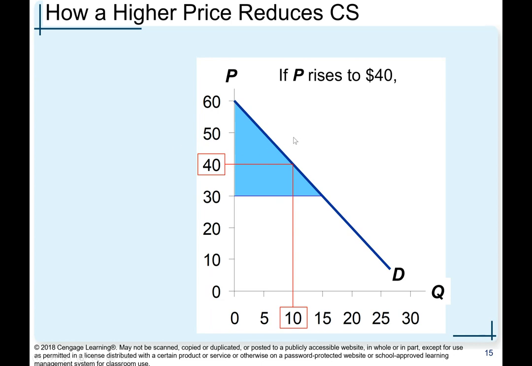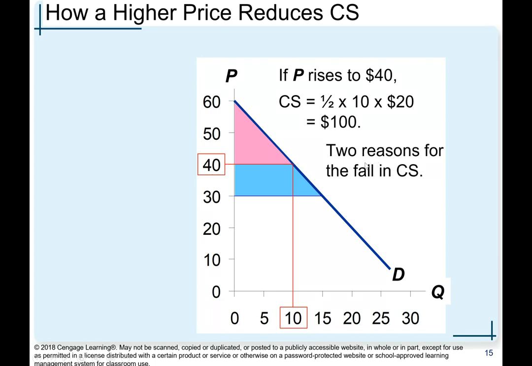If the price rises to $40, consumer surplus will decline to, in this case, 100, because the new consumer surplus is this pink triangle. Price has gone up to 40. The height of this triangle is now 20, that is 60 minus 40. The base of this triangle is 10. 1/2 times 10 times 20 is 100. And as you can see, when the price goes up, consumer surplus declines.